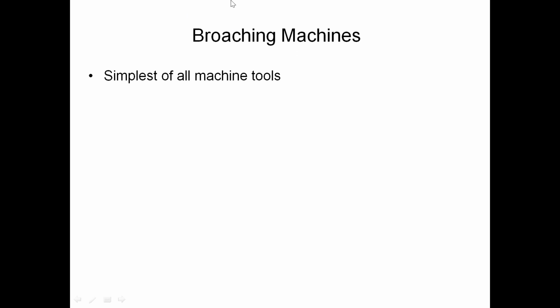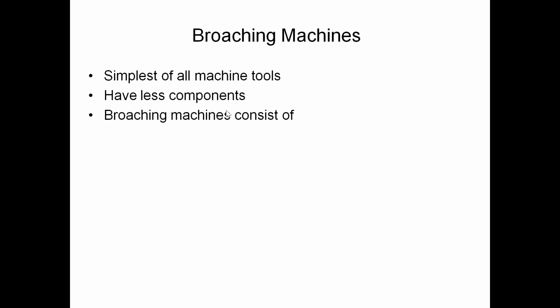Okay, right. So simplest of all machine tools. Okay, broach tool is the simplest of all machine tools. So it has fewer components. So broaching machines consist of a work holding fixture.